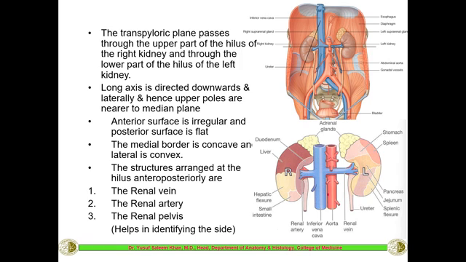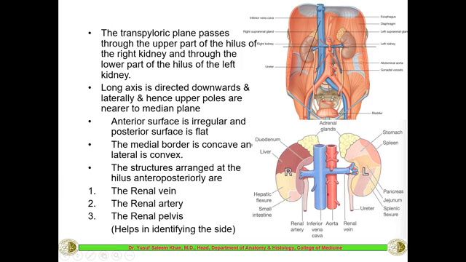So whenever you get a kidney that is separated from the cadaver and given as a single kidney, you should be able to identify it. The most anterior structure will be the renal vein, and the most posterior structure will be the renal pelvis. If you identify the structures, then it will be much easier to identify the side.